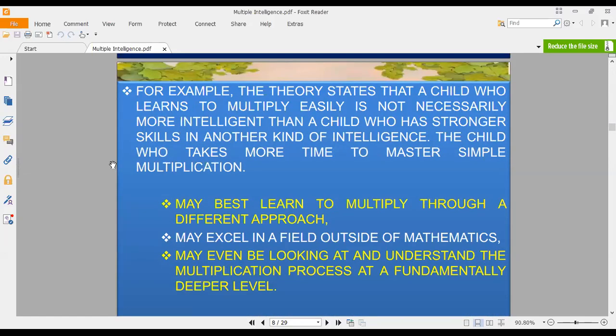So he's telling us that a child who learns to multiply easily is not necessarily more intelligent than a child who has stronger skills in another kind of intelligence. That means when you are in the maths class, maybe a particular set of kids are good. But when you go to the science class, you cannot expect those kids to be best at science as well. And in music, those same kids would not necessarily be the best either. Those groups can be different, right?